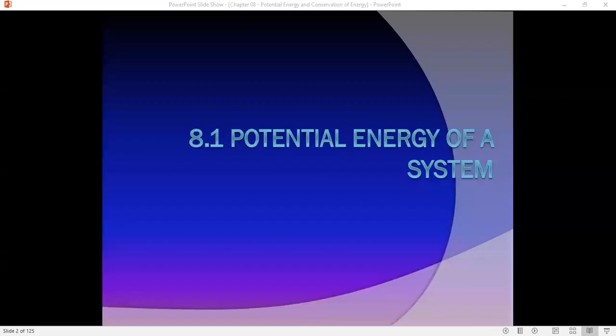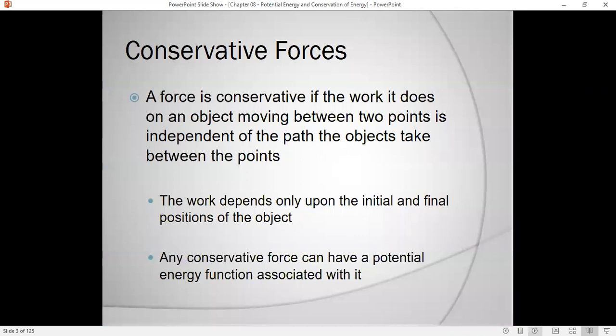Okay, we're going to take a look at potential energy and how that's related to conservative forces. All right, so what is a conservative force? Well, a conservative force is any force that doesn't dissipate or add energy to the system through some outside conversion. Like, for instance, friction is a non-conservative force. It converts mechanical energy into heat.